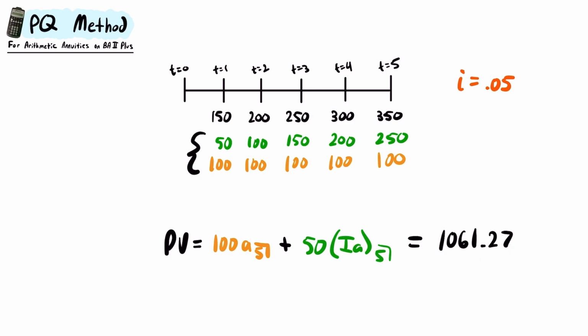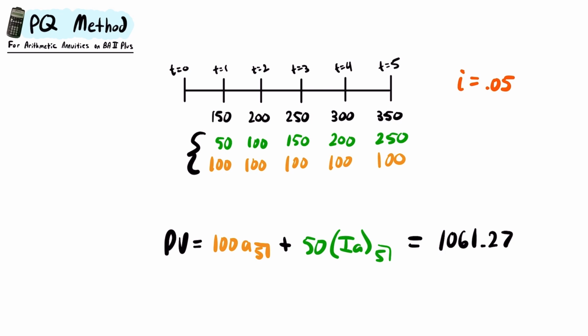Okay, I'm not going to show you the actual calculation here, as that is not the focus of this video, but if you were to use these 2 notations with an interest rate of 5%, this is the present value that you get for this series of payments. And so this method works. This is how you would go about calculating an arithmetic annuity like this using the formulas and notations that you know.